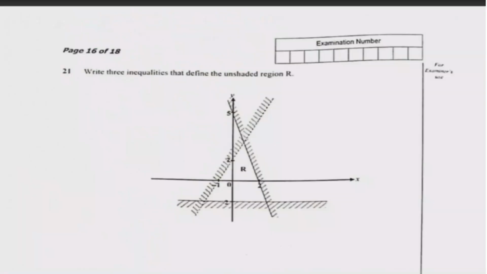We come to question 21, which is as follows. Write 3 inequalities that define the unshaded region R. Okay, so we take time and study the diagram. We can see that the unshaded region, which is called R, is this part. This is the unshaded part, the triangle that is in between. The triangle that is in between is the unshaded part, which is called R.